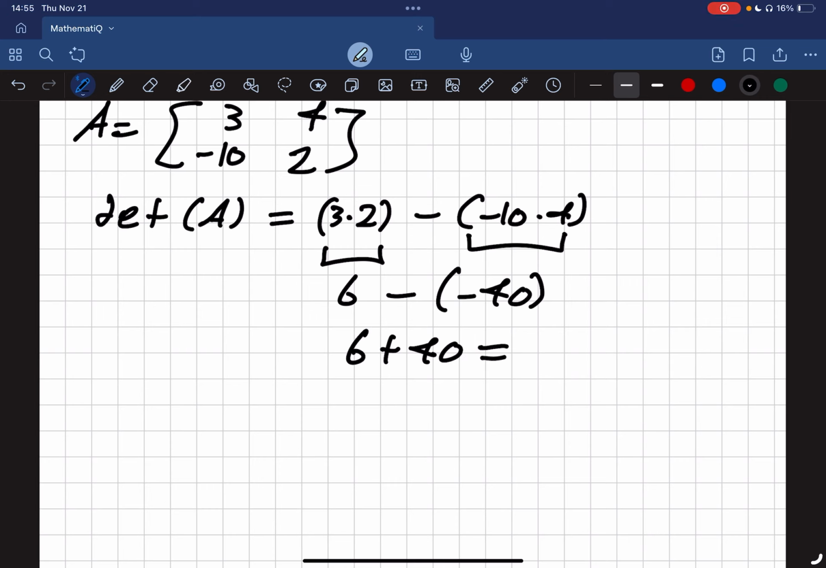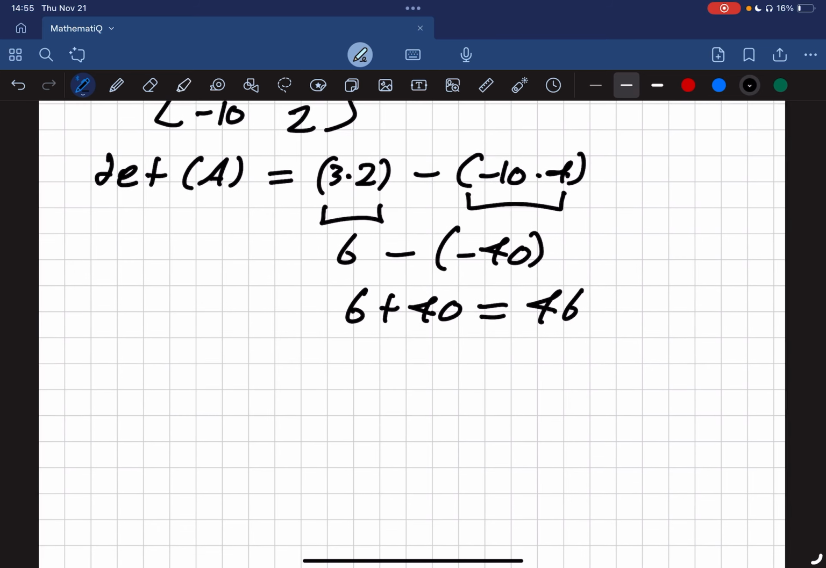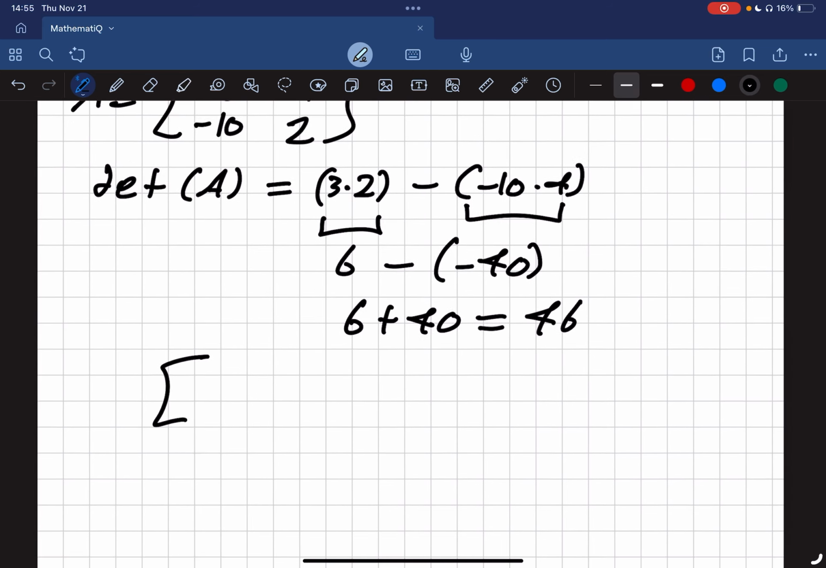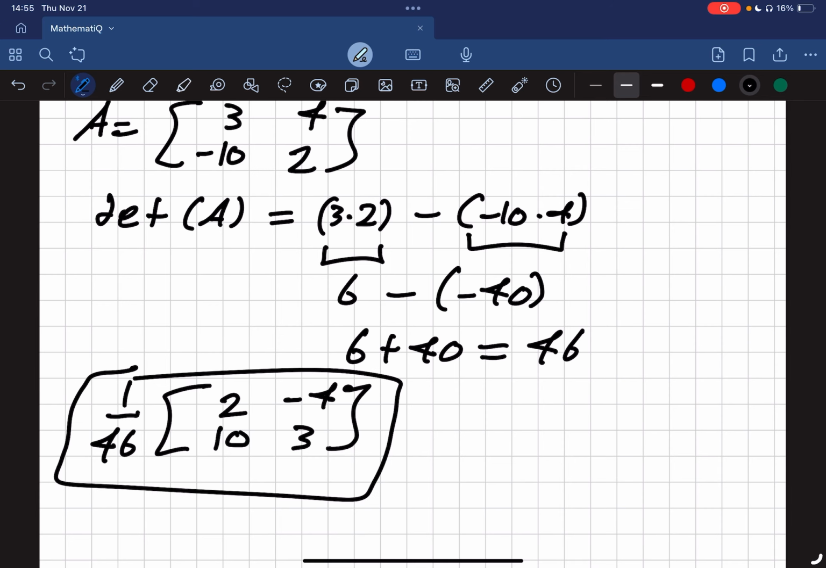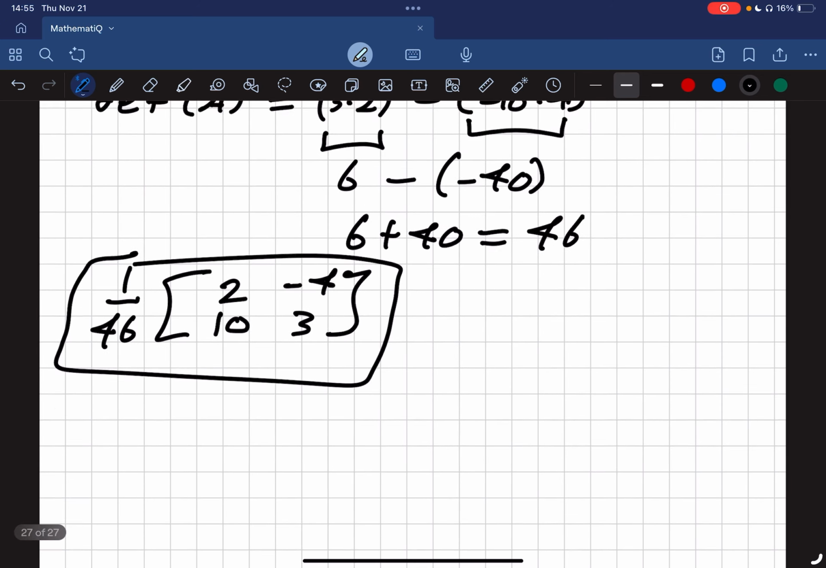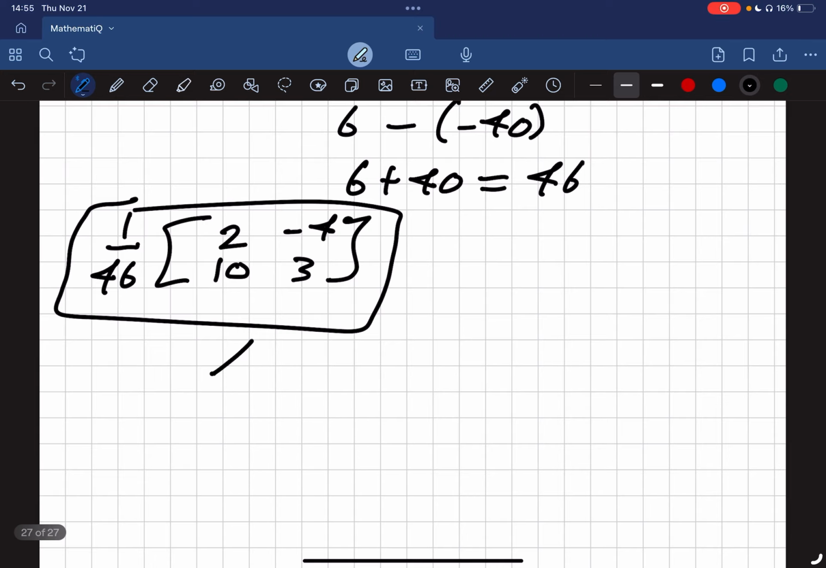You get 46. Okay? And then for the operations that you do on the matrix, you swap 2 and 3, and you negate the rest. So you negate 4, and you negate negative 10, making it 10. Okay, and then you do 1 over the determinant, which is 46. And here I'm just not going to expand. You can, depending on what your question needs from you. And this is A inverse.